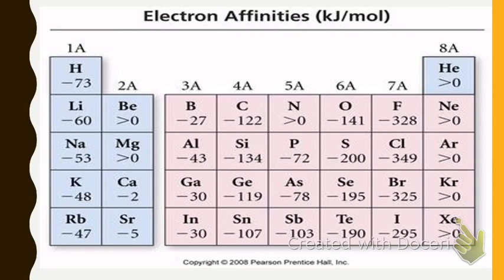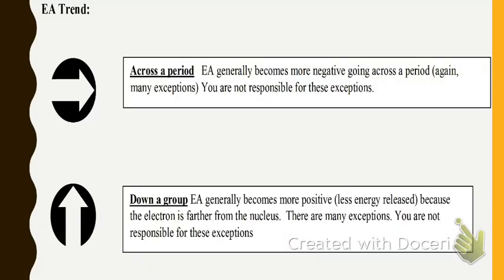And of course, we see the noble gases don't really have an electron affinity because you're going to be hard-pressed to add an electron to a noble gas. And there's the trend. It is the same as for ionization energy, but generally there are a lot of exceptions. You are not required to know those exceptions. You might be expected to explain the differences in the trend based on where they're at, but you don't have to know the exceptions.